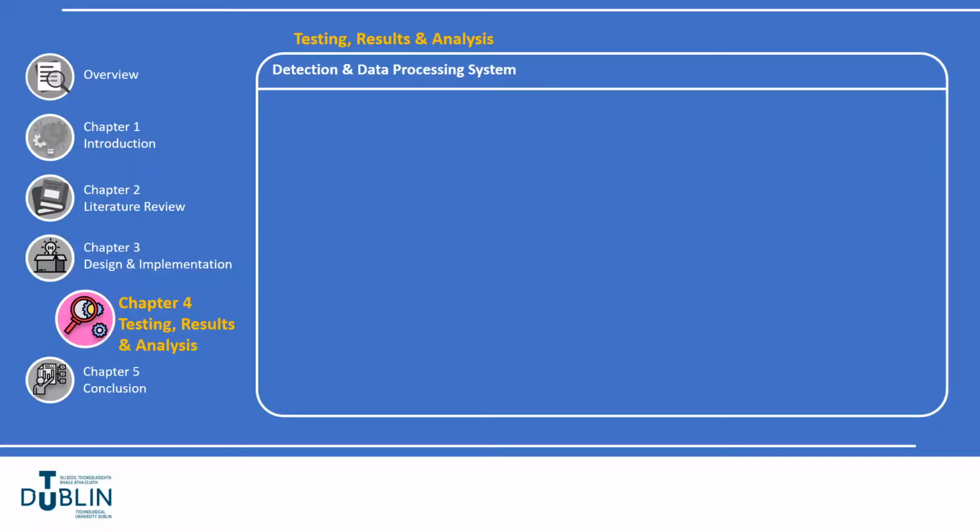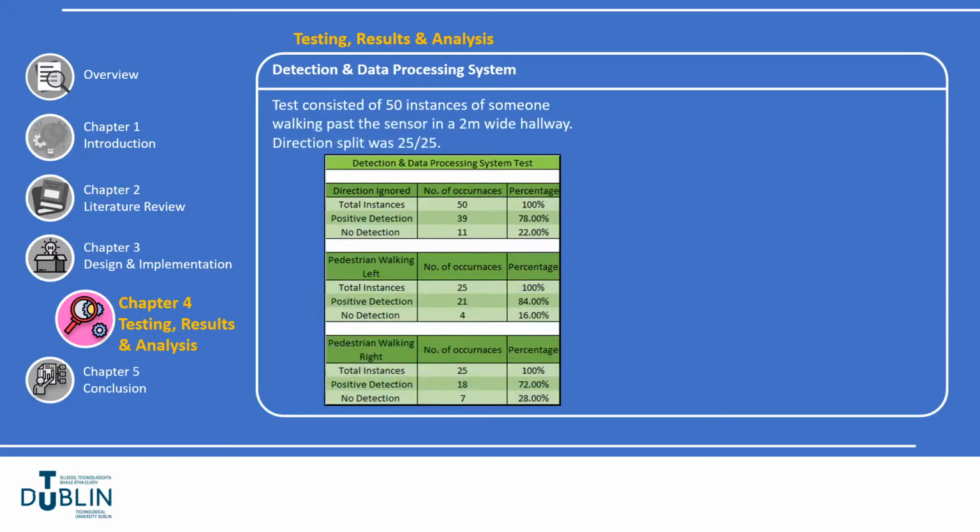Testing results and analysis. Detection and data processing system. The test consisted of 50 instances of somebody walking past a sensor in a 2-meter wide hallway. The reason for testing in a 2-meter wide hallway was because the HC-SR04 ultrasonic distance sensor could not make accurate detections in a 2.5-meter wide hallway.